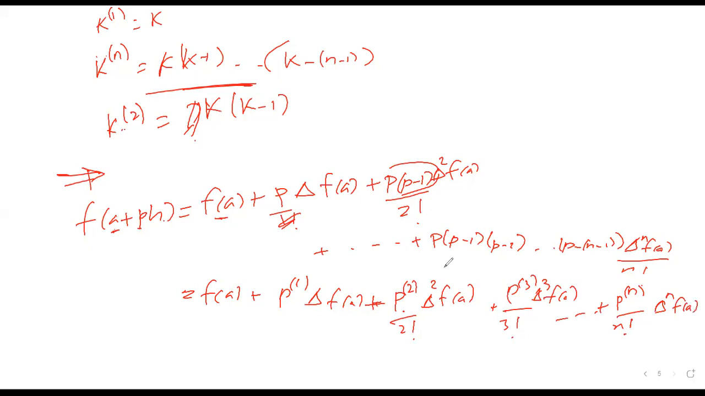Just for the memorization, just to make our things easier. This is our equation number 4. See here how this developed from fa plus ph: it will be f of a, again p1 delta fa, again p2 polynomial, 2 factorial delta square, again p3, 3 factorial delta 3, pn, n factorial delta n. So very easy to memorize hereafter. If you understand, it will be very easy.